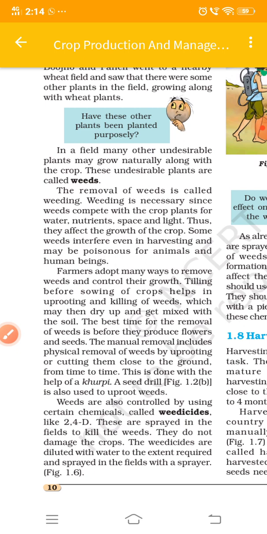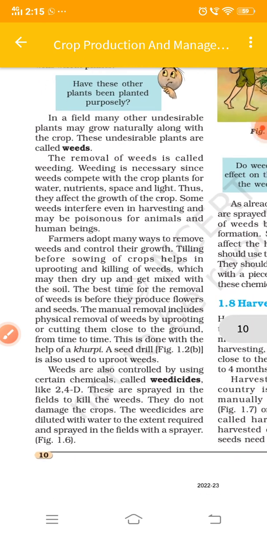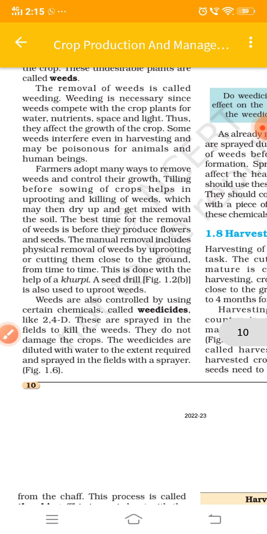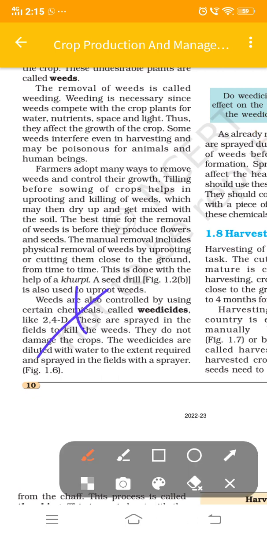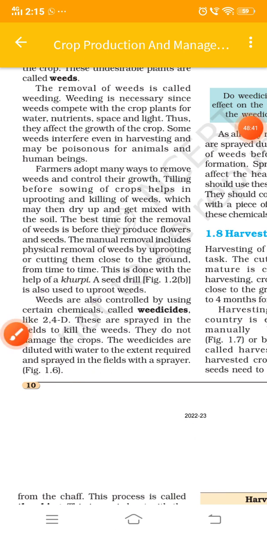So this is done with the help of a khurpi. I told you this. The seed drill is also used to uproot the weeds. Weeds are also controlled by using certain chemicals called weedicides. See, removal of weeds is known as weeding. This point is important, which I told you now. Removing of weeds is known as weeding.